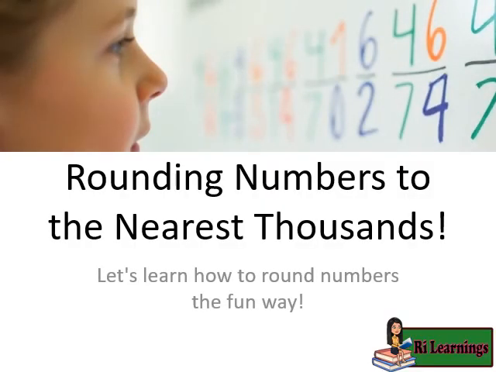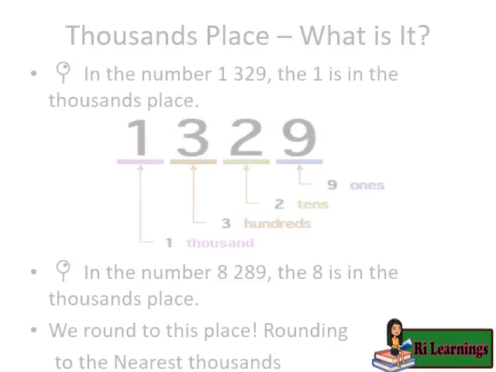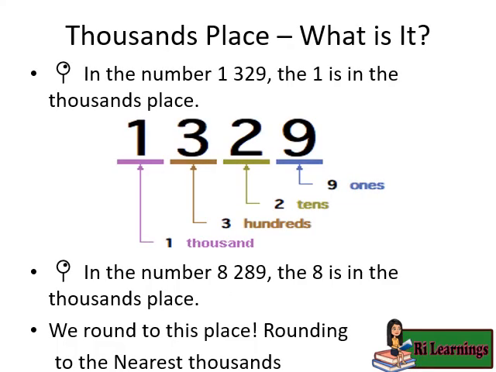Rounding numbers to the nearest thousands. Thousands place. What is it? In the number 1329, the 1 is in the thousands place. In the number 8289, the 8 is in the thousands place. We round to this place. Rounding to the nearest thousands.